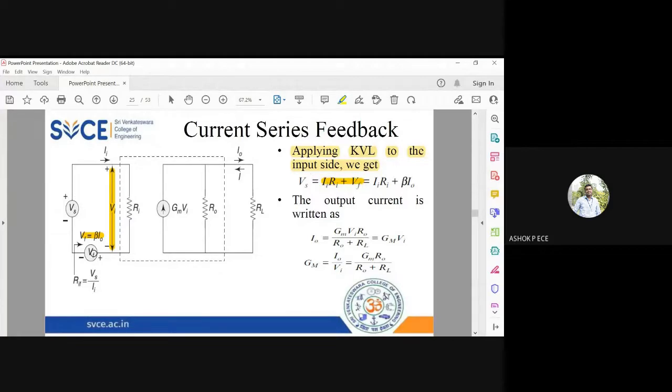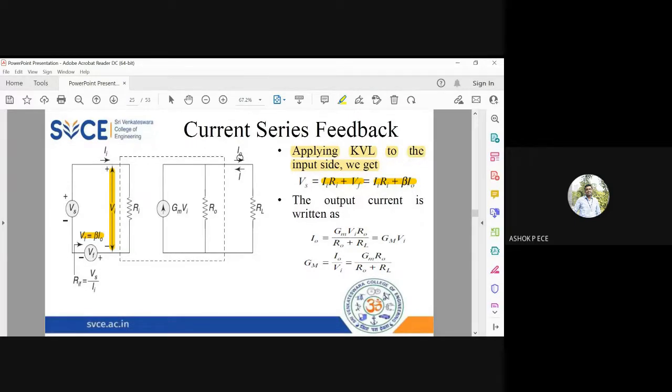And what is Vf from the expression for this feedback voltage? It is beta into I naught. So Vs equal to Ii into Ri plus beta into I naught. See, we have this term Ii in the first term. So Vs by Ii is Rif. But in the second term, there is no Ii. So I need to bring this Ii in the second term. For that, I need to find what is my I naught.